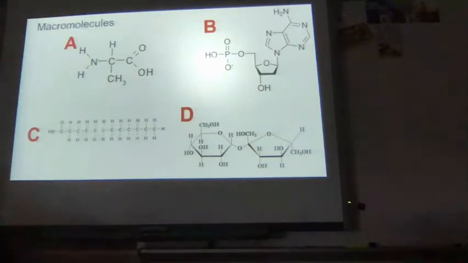A, B, C, D. Identify. Just try to do it without saying it out loud first. See if you can do it first because I want people to have time to think. These are monomers of our big molecules. Don't say them out loud, because we're giving people time to think. Know what A is, A, B, C, and D. Commit to something here. No cheating.